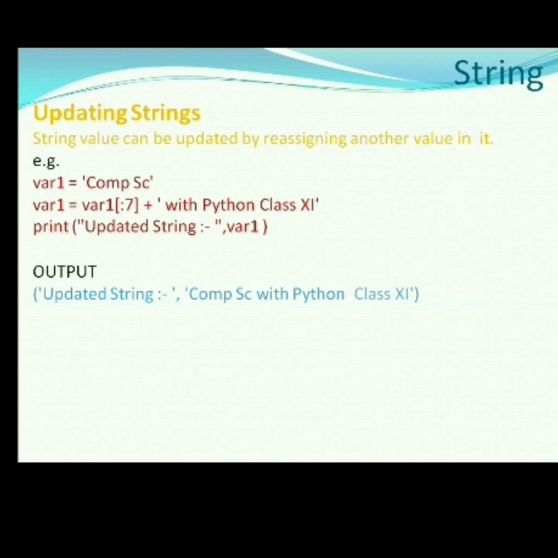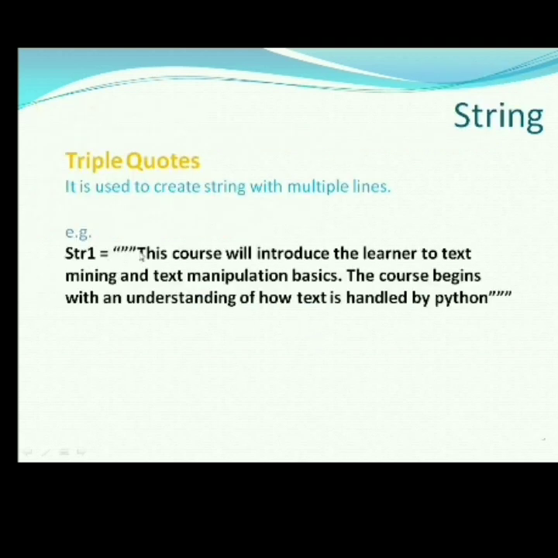A string value can be updated by reassigning another value to it. In this case, the variable contains COMP SC. We are adding 'with Python class 11th', then the updated string will be CompScience with Python class 11th. Plus is the concatenation operator, which will add the two strings. Triple quote is used to create a string with multiple lines, as you can see in the following example.